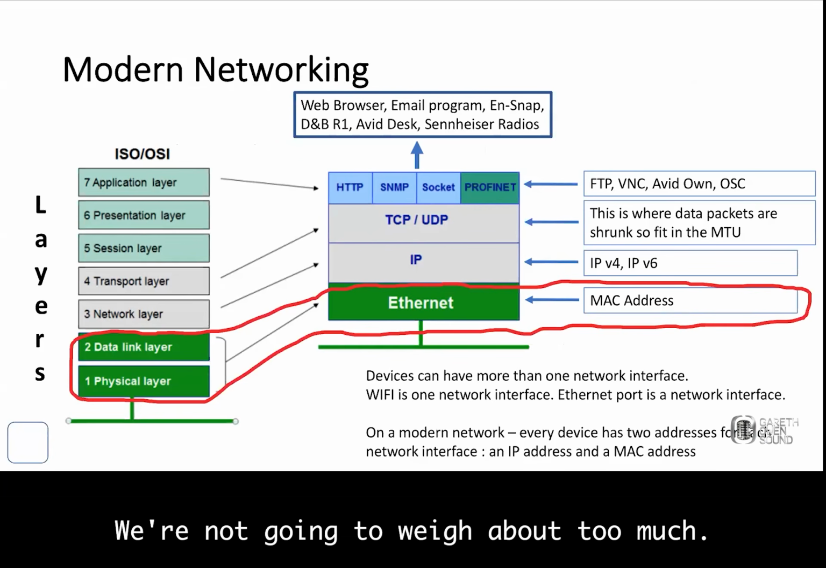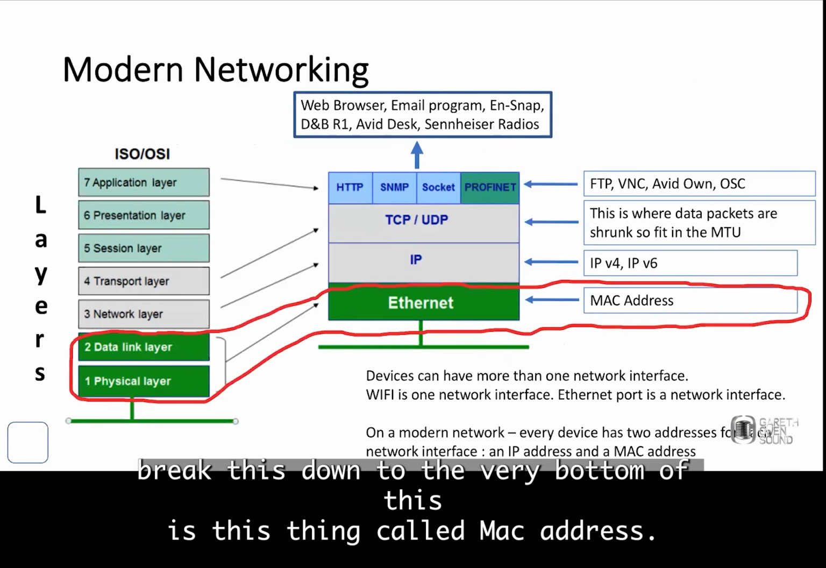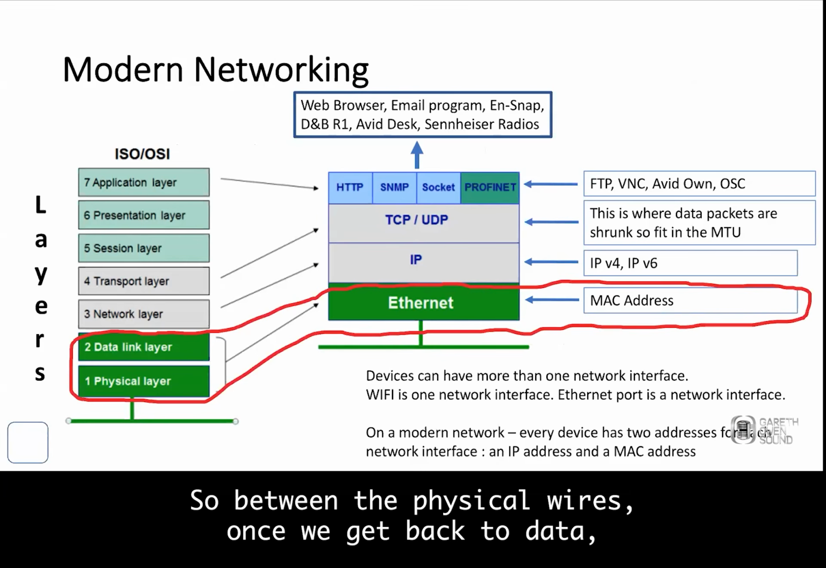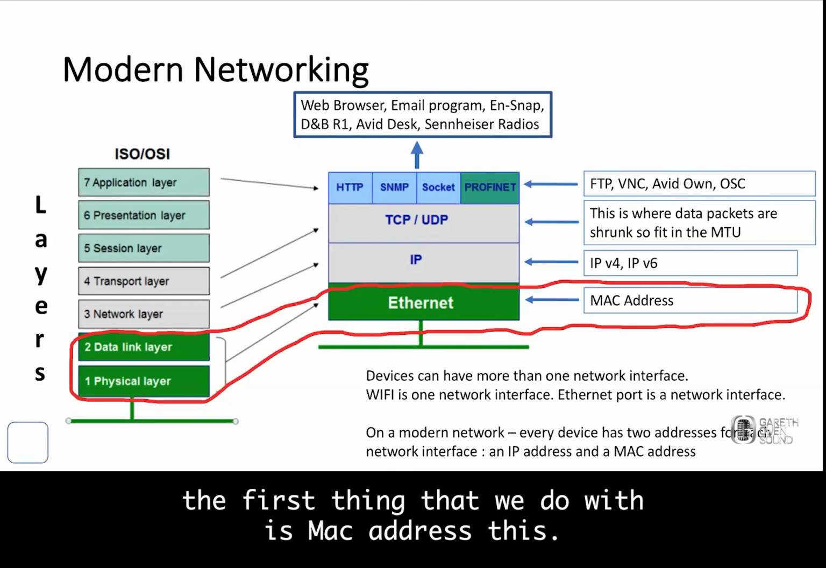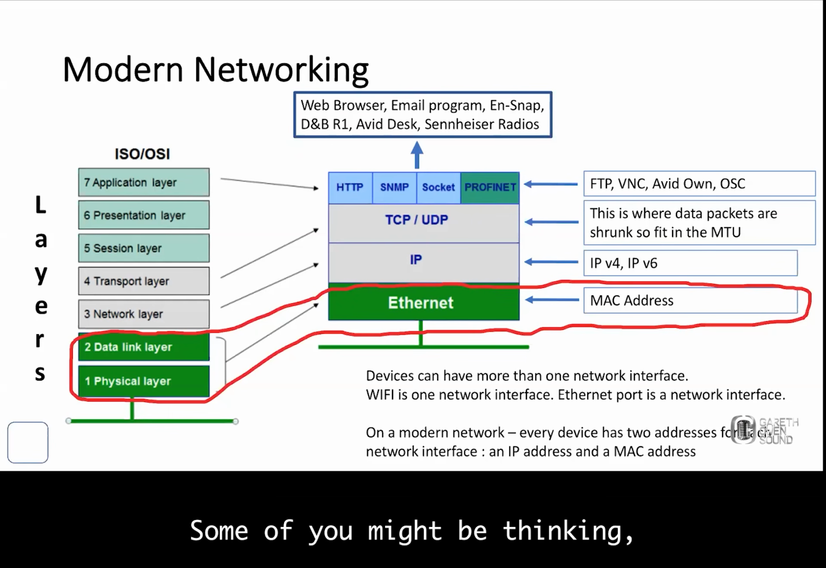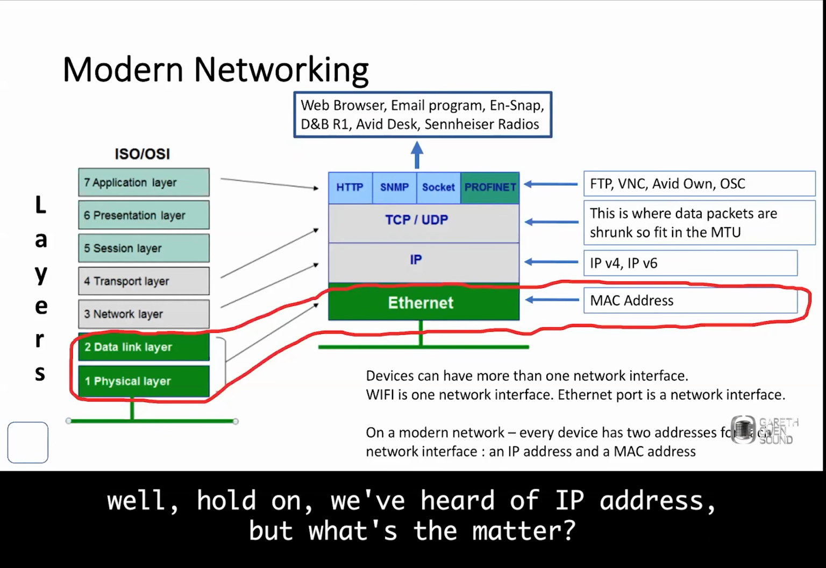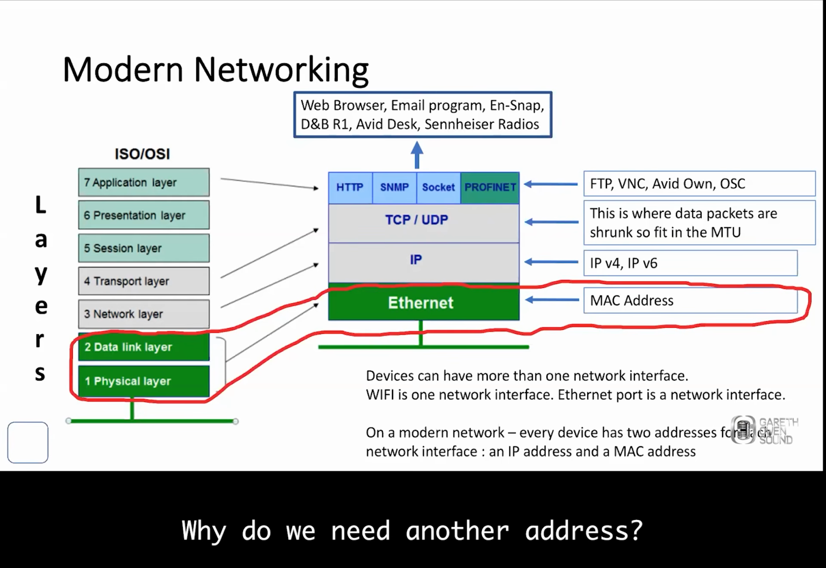We're not going to worry about too much. We're going to break this down. So the very bottom of this is this thing called MAC address. Between the physical wires, once we get back to data, the first thing that we deal with is MAC address. Some of you might be thinking, well, hold on, we've heard of IP address, but what's MAC address? Why do we need another address?